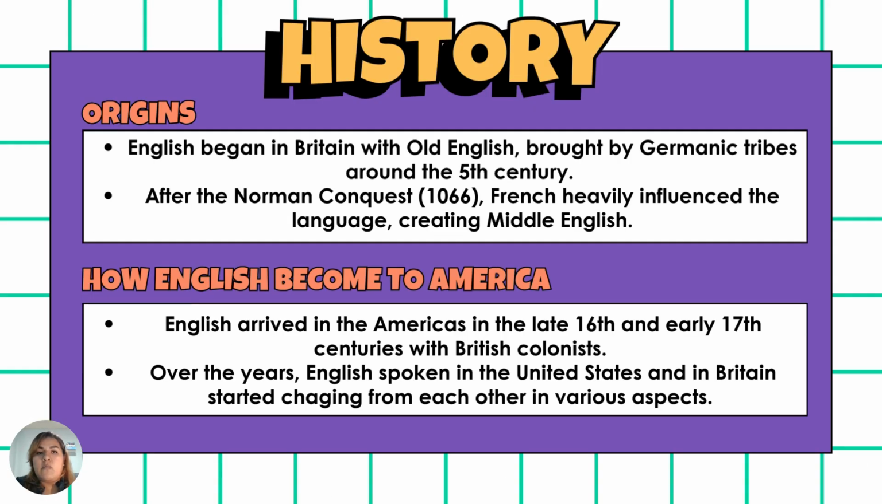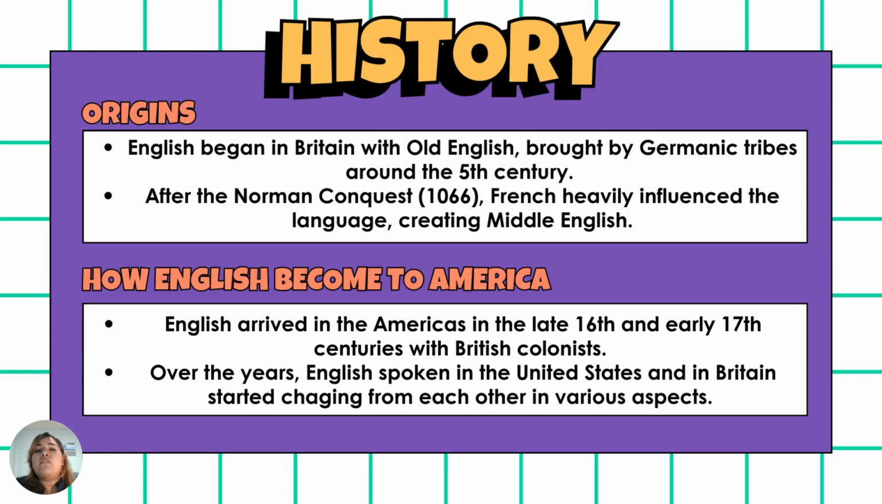Today we're going to talk about the difference between British and American English. We're going to start with the origin of English. English began in Britain with Old English brought by Germanic tribes around the 5th century. After the Norman conquest in 1066, French heavily influenced the language, creating Middle English.